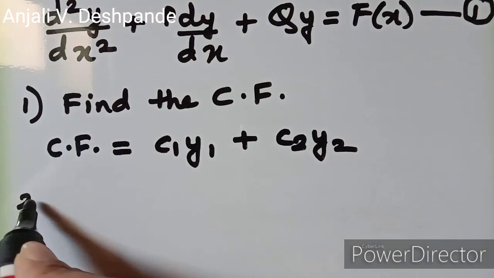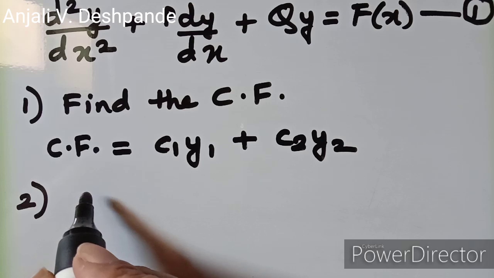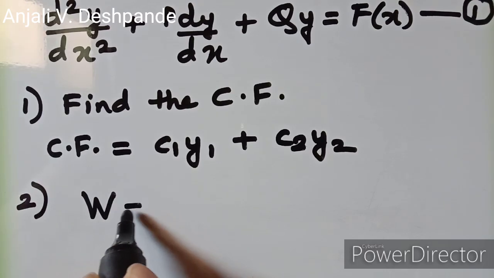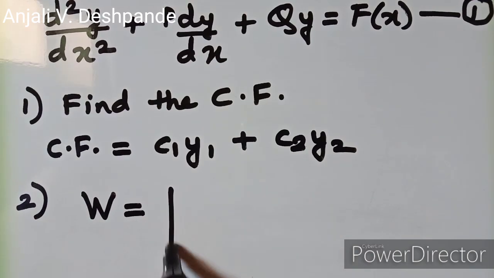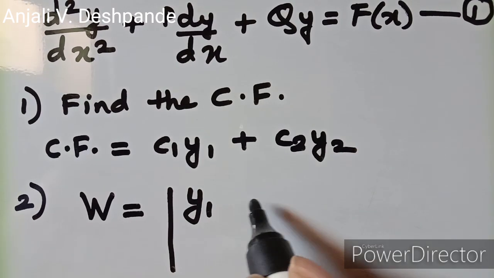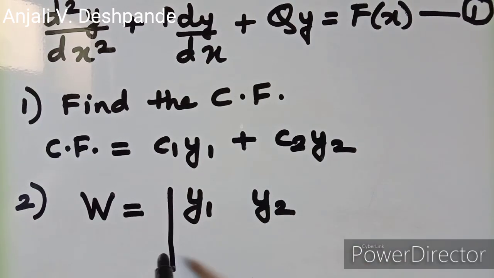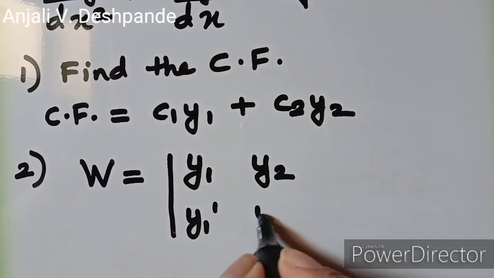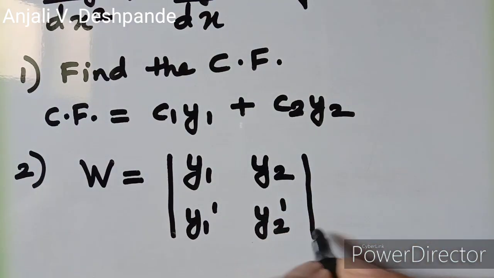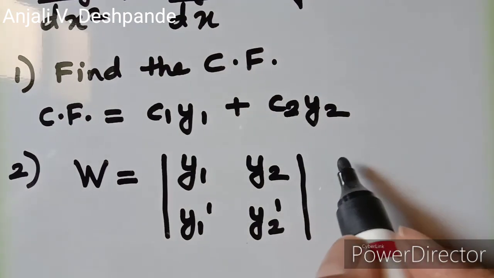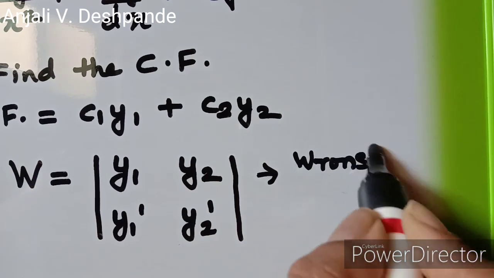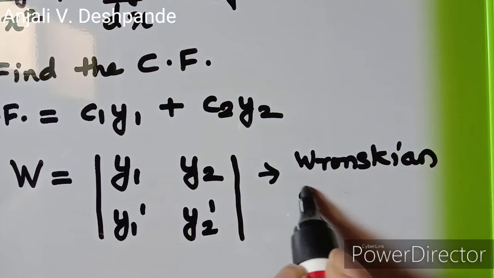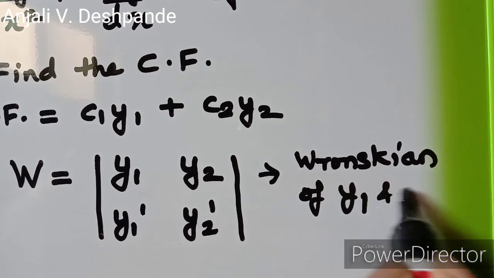Now in the second step, this is something new. We are going to calculate one entity called W. W is called the Wronskian of y1 and y2, and this is given by this determinant: y1 y2 y1 dash y2 dash.